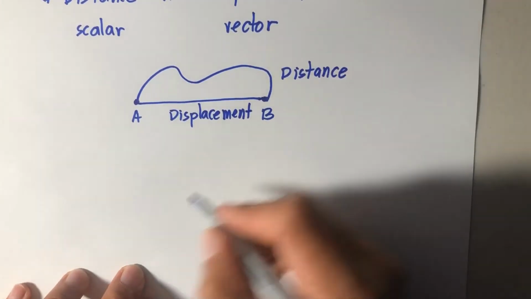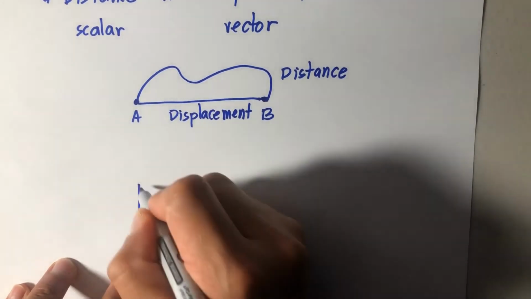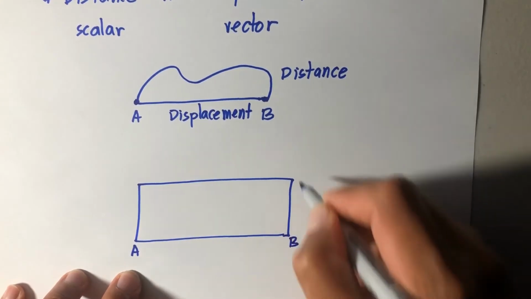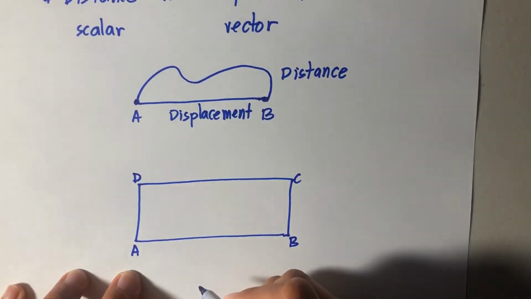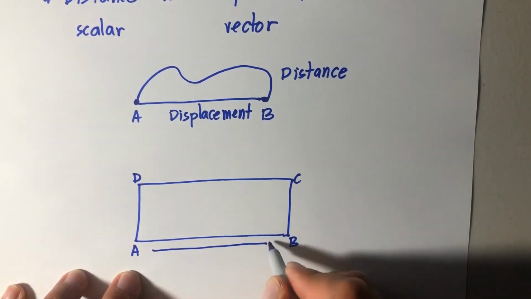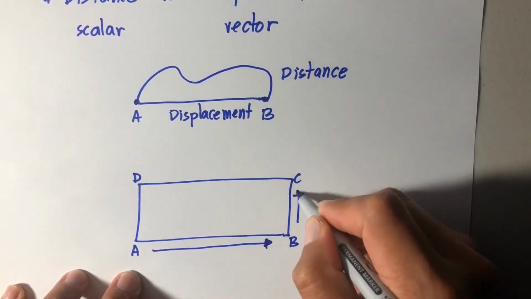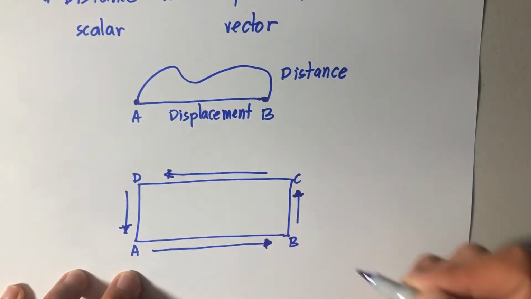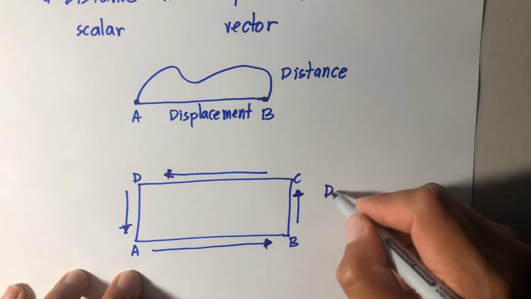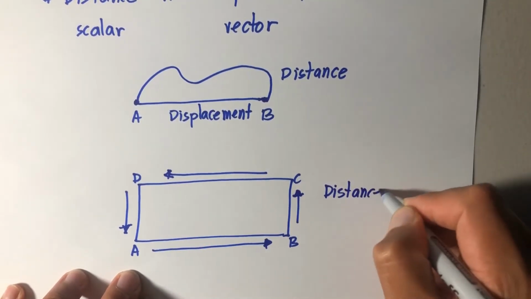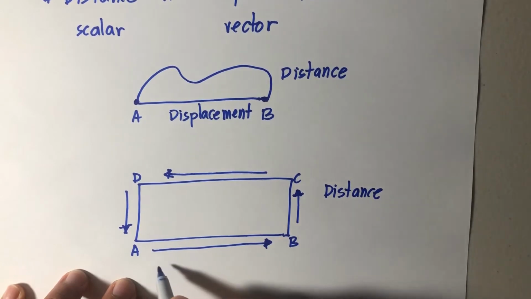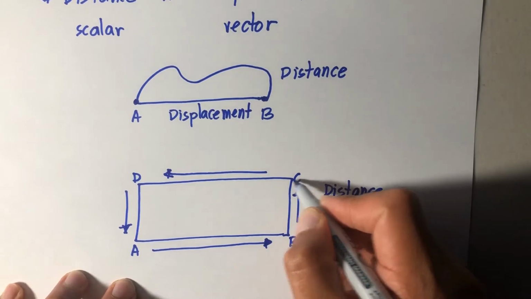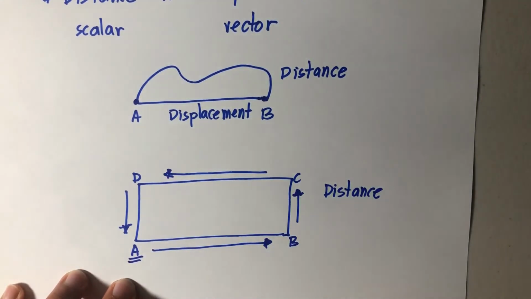Another example. Let us have a rectangular field, points A, B, C, D. An object from point A moves going to point B, going to point C, going to point D, and returning to point A. If we're going to talk about distance, then we can say that the total distance in this scenario is from point A, going to point B, to point C, to point D, returning to point A.